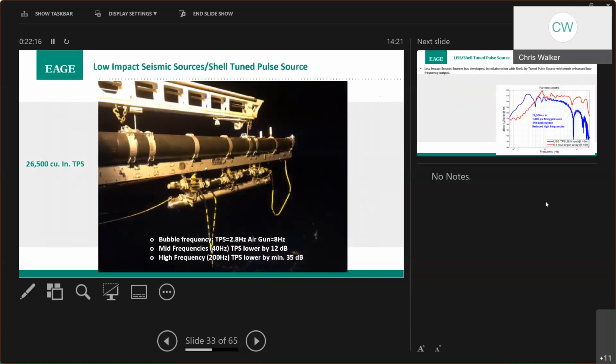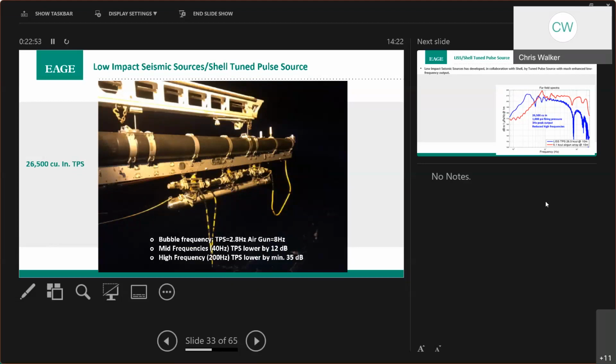So this is Shuki Ronen's low impact seismic source, so now a Sercel product. It's called a tuned pulse source, and Shuki has gone to the other extreme. Obviously, as we go to large gun volumes, we get bigger bubbles and lower resonant frequencies. This is a massive 26,500 cubic inch gun, but it operates at 1000 psi. So when it's fired, it doesn't so much shoot as rumble. And again, the resonant frequency for this gun is just below 3 hertz.